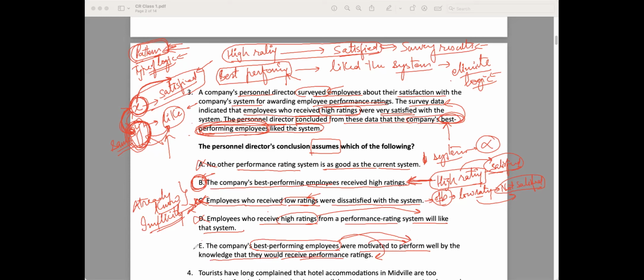B straight away tells me that these are the same set of people. E still leaves us in some confusion that these might not be the same set of people. That's why option B is the answer. Any doubt whatsoever with this question, let me know.